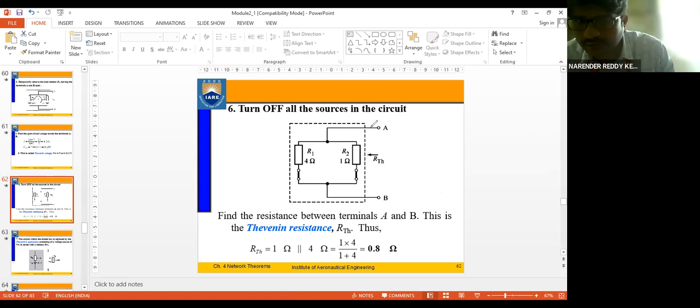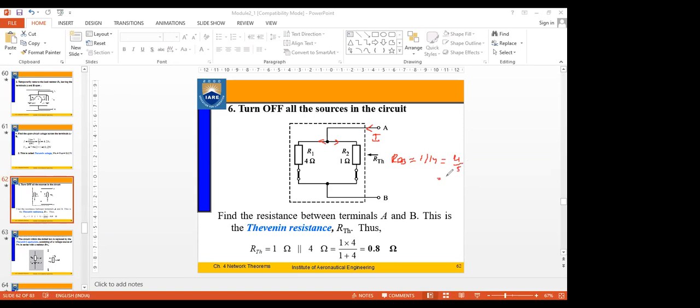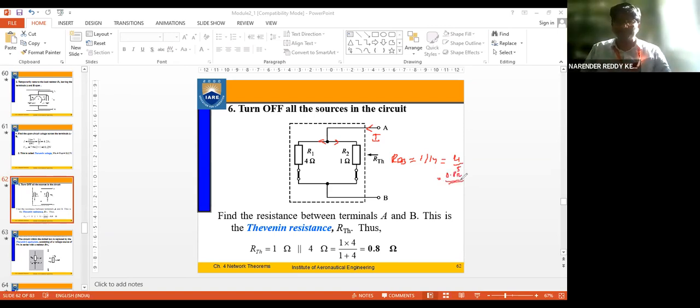So what are you trying to do? A simple way is to assume a current flowing in here and see how the current divides. So we can say that these two are in parallel. So what's the equivalent resistance now? RAB is equal to 1 parallel with 4, right? So what's the value you are going to get? 4 by 5, 0.8, sir. Yeah, 0.8 ohms. So you got the value of VTH and RTH.